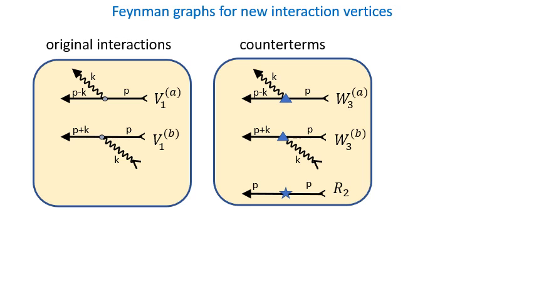By its operator structure, the new counterterm W3 is the same as our original interaction V1. So W3 is represented by the same two vertices. Only vertex factors are different. The counterterm R2 has operator A dagger A. So it is represented by a graph with one incoming electron line and one outgoing electron line.